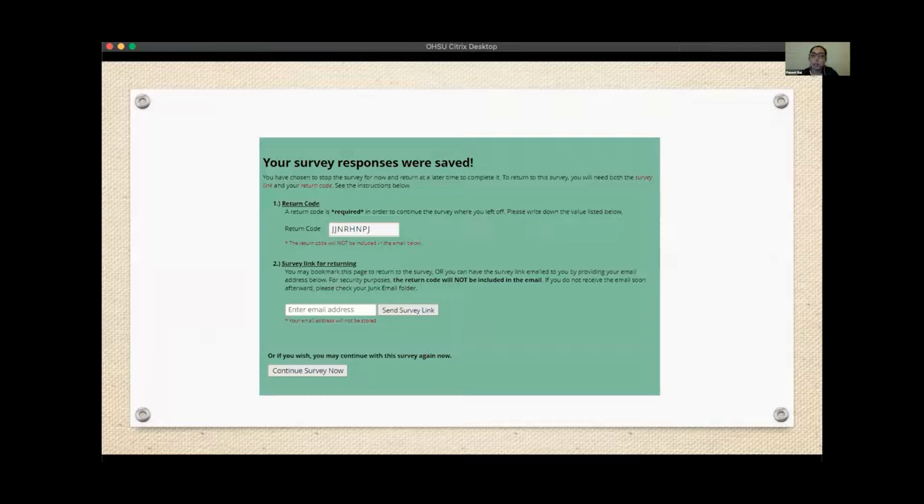And here's an example of a page where if they decide to save and they want to come back to it later, this is what they get. And they get a return code that they can enter when they come back, and it takes them straight back to where they left off.